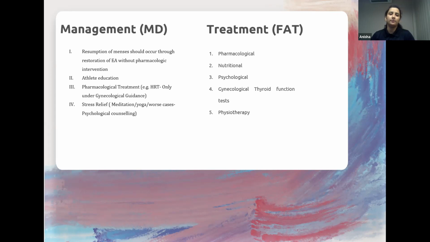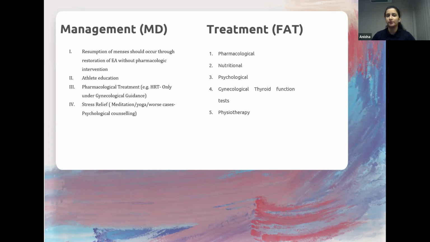So now management. The first part of the management will be menstrual disturbance related management. Mainly it will be done by a gynec. I think the gynecologist is the best person whom you should refer to before taking any therapy by your own choice or before approaching anyone else. What usually is included in menstrual disturbance management is athlete education first and foremost, because you need to make that person aware of what exactly is happening in the body, what is going wrong, and how he or she needs to tackle it. Okay.